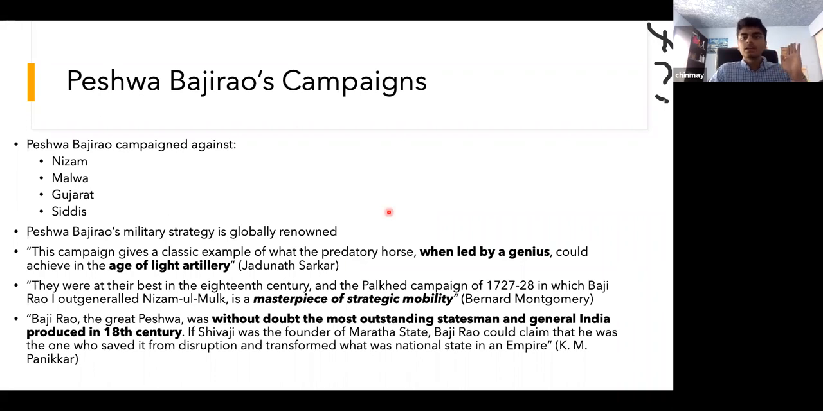The only thing we can say bad about Peshwa Bajirao was that he died too early. If he had lived a bit longer, he perhaps could have fought and protected the Maratha Empire against the Afghans and the British that would eventually pop up. But he created an incredible Maratha Empire. "So if Shivaji was the founder of the Maratha state, Bajirao could claim that he was the one who saved it from disruption and transformed what was a national state into an empire."